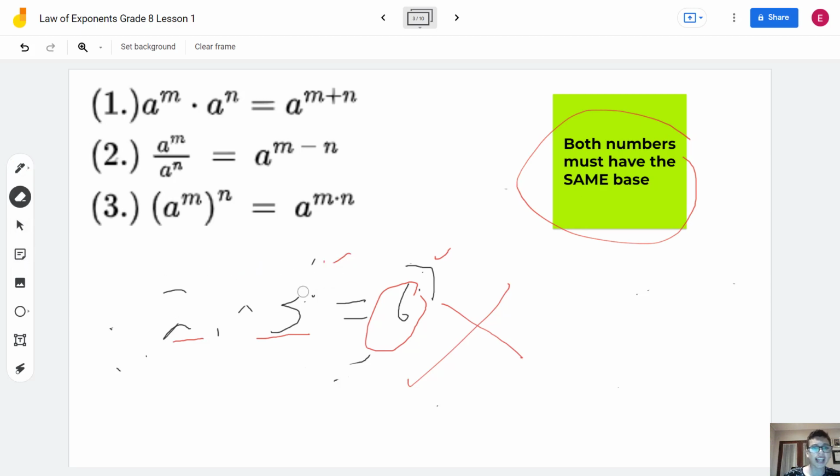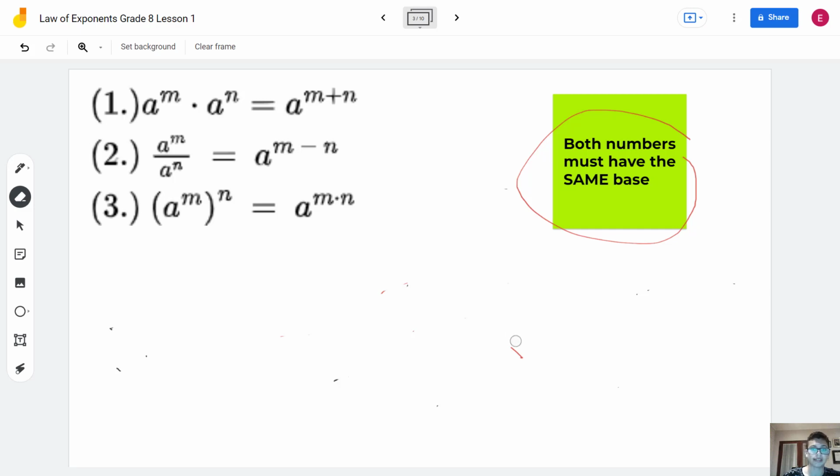The second law says a to the power of m divided by a to the power of n equals a to the power of m minus n. As you can see here, this is very similar to the first one. It's pretty much the opposite. Instead of saying a to the power m times a to the power n, you say a to the power of m divided by a to the power of n. You add the exponents in the first one while you subtract the exponents in the second one. This is pretty much the opposite.